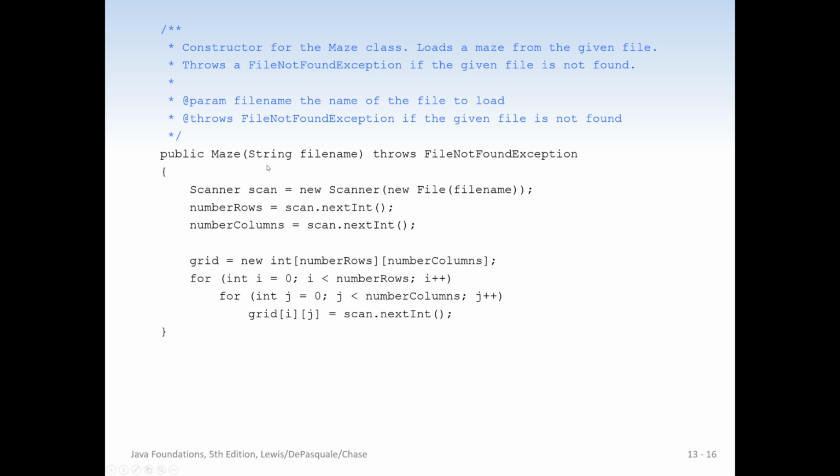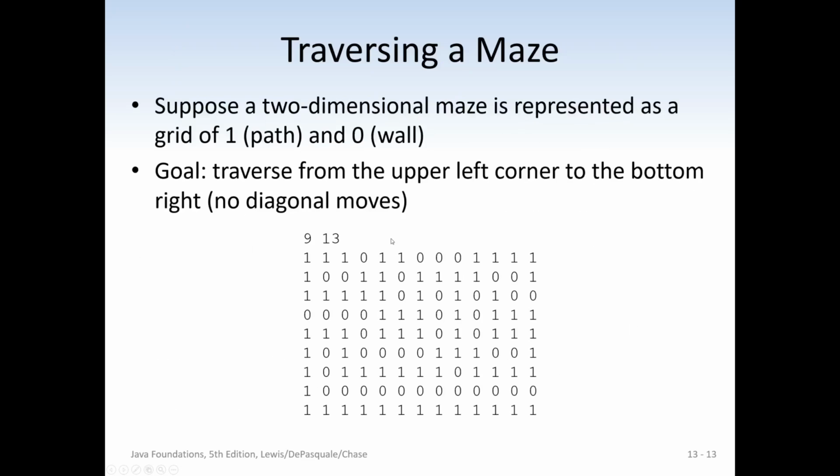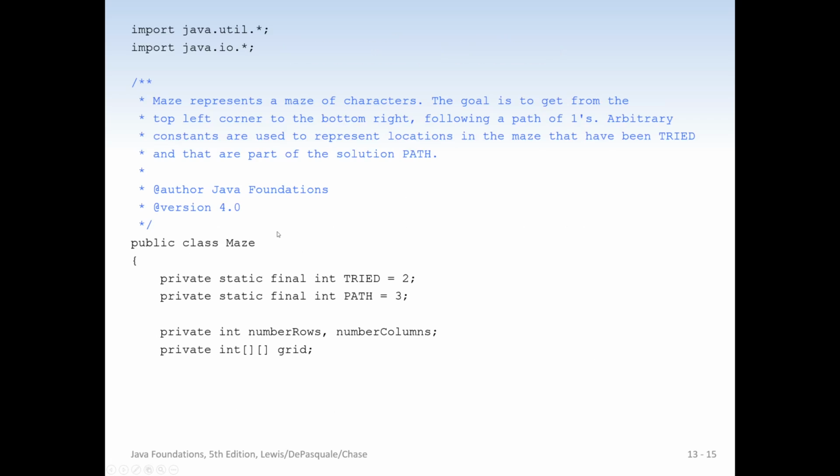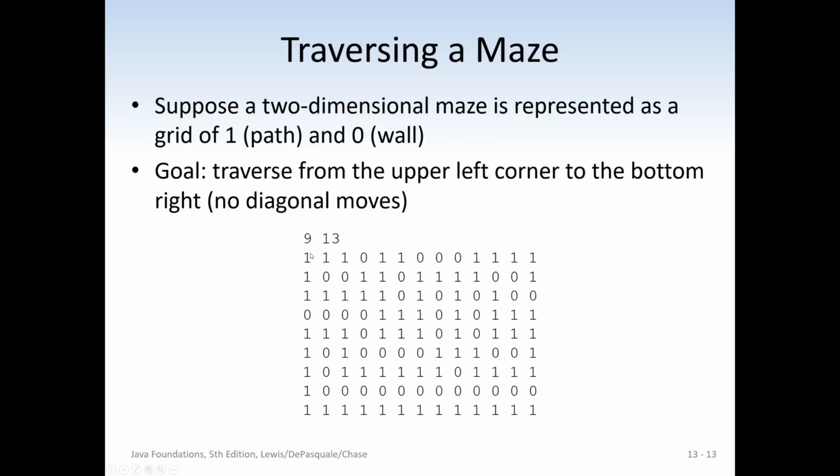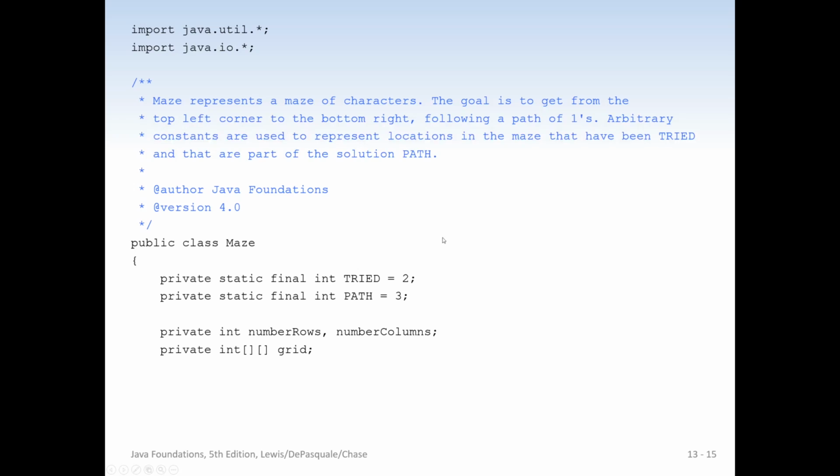Our maze, we're going to read in from a file. We're going to look for number of rows, number of columns, and then our grid. If you look at our file format here, 9 13, number of rows, number of columns. Then we're going to allocate an array that size, and then we're going to go through and read in the integers from the grid, just the ones and the zeros. So this initial bit is going to let us allocate the 2D array. Once we've allocated it, we're going to fill it in with zeros and ones.